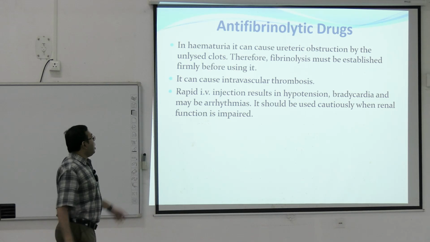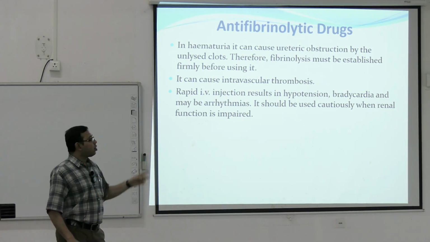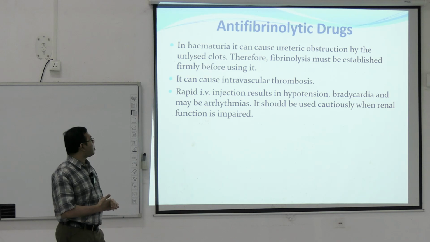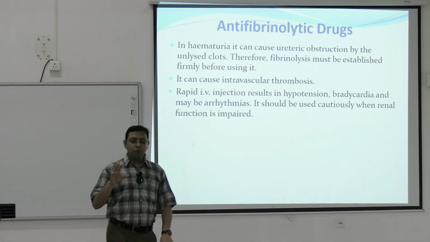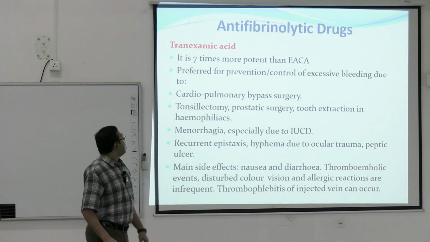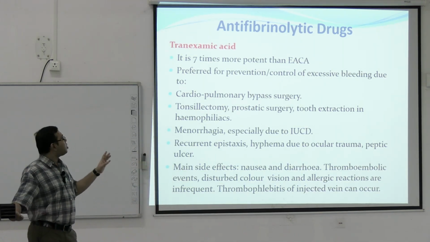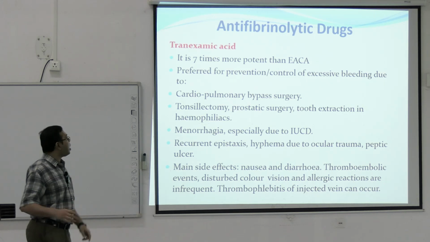It can cause intravascular thrombosis, and rapid IV injection can result in hypotension, bradycardia, arrhythmia, etc. All these drugs should be used cautiously when the kidney is compromised. Tranexamic acid is more commonly used now. This is more potent than epsilon aminocaproic acid.